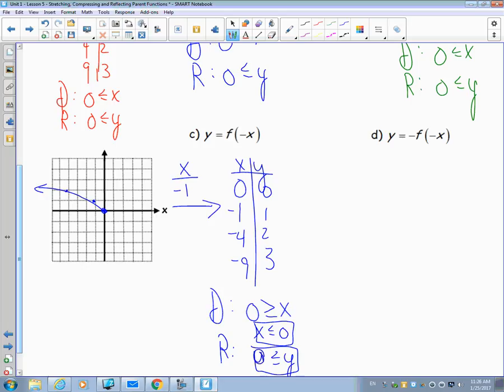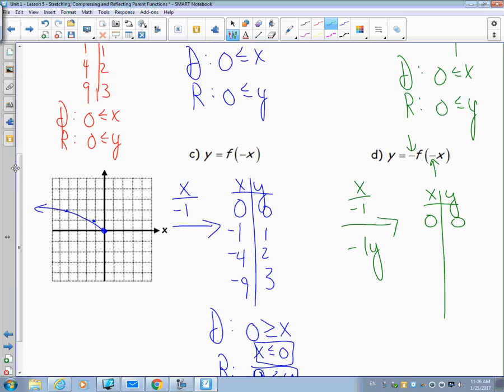Okay, let's start putting things together now. I've got a vertical reflection, a horizontal reflection. x is multiplied by -1 and y is multiplied by -1. What are we going to get? Well, 0, 0 is still 0, 0. Okay? Everything else, our signs are all going to switch. Right? That's all that's happening when you divide by -1 or multiply by -1.